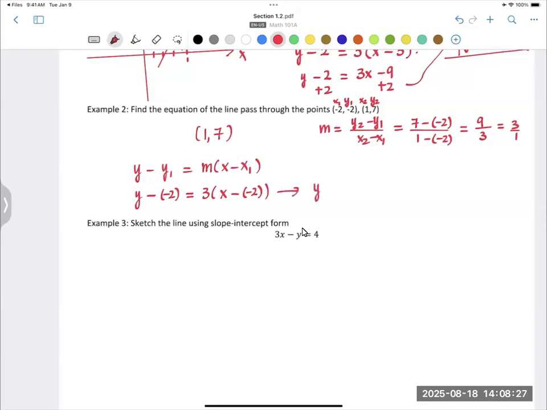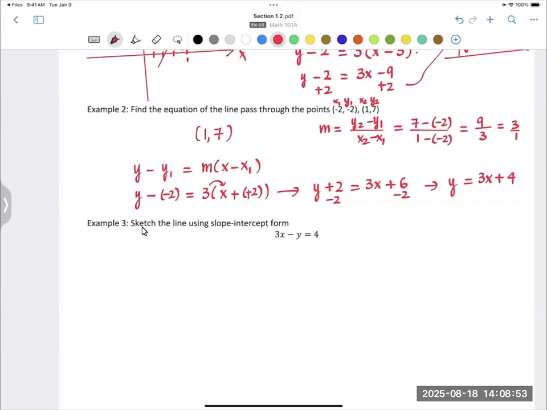So I will have y plus 2 equals 3 times x plus 2. We're going to distribute this. This becomes plus, so 3x plus 6. All right, subtract 2 on both sides, and the equation becomes y equals 3x plus 4. So this is the equation of the line passing through the 2 points.